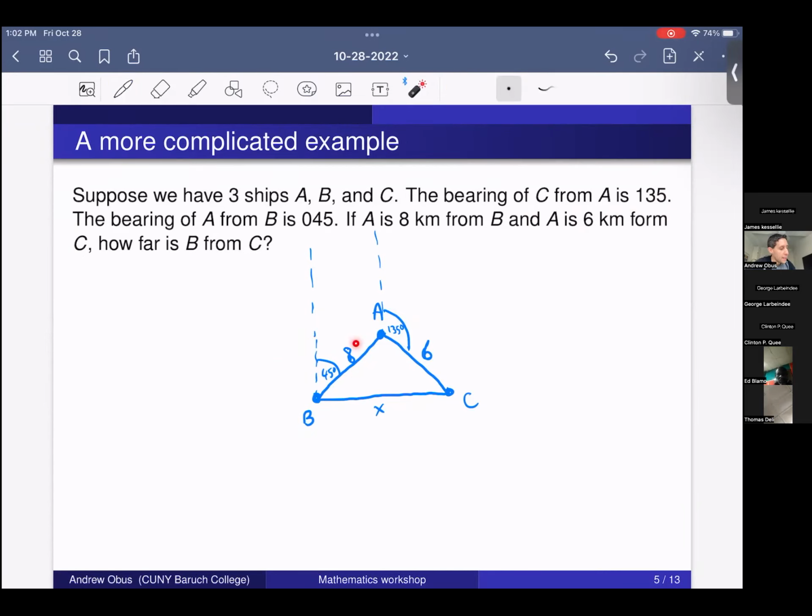It has two sides. One is 8 and one is 6. But knowing two sides of a triangle is not good enough to figure out the third side, right? If you want to figure out the third side, then you also need to know the angle between these two sides, the angle between AB and AC. So the key to solving this problem is we need to figure out what this angle here is.